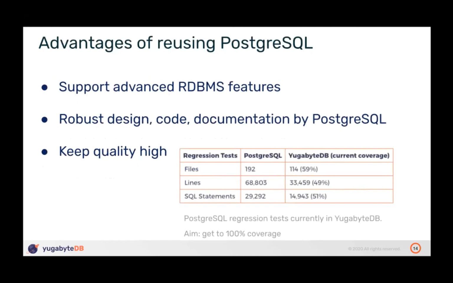Okay, what are some of the advantages of reusing PostgreSQL, right? Multiple times, I think in the Cockroach Labs post, there was this pushback that starting with PostgreSQL has led to a bunch of issues, right? But while that's not true, here are some of the advantages. Firstly, we're able to support some of the most advanced RDBMS features. In fact, Yugabyte is probably the only horizontally scalable distributed SQL database that can support some of these advanced features like triggers and stored procedures and partial indexes and expression-based indexes and extensions and so on and so forth.